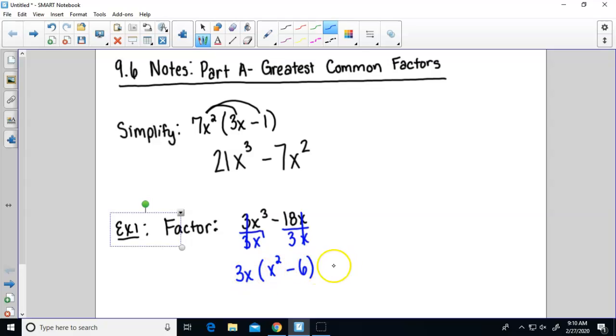Okay? And we can check these really easily. To check, you just multiply it back and see if you get what you started with. So if we multiplied this back, 3x times x to the third is 3x to the third, and 3x times 6 is negative 18x.